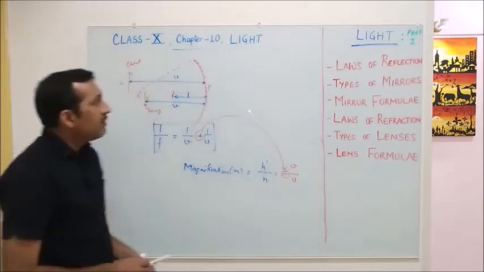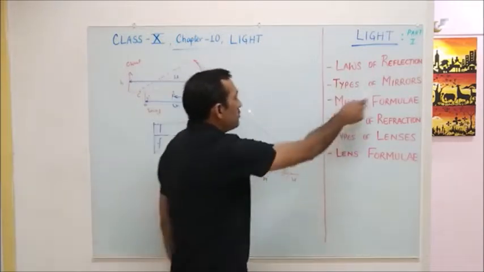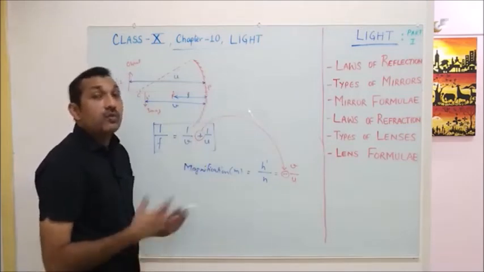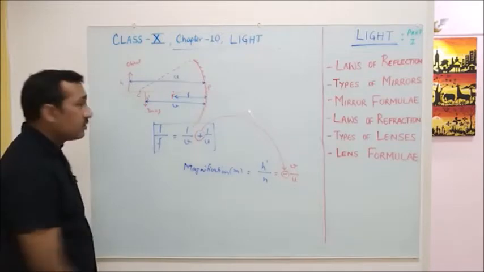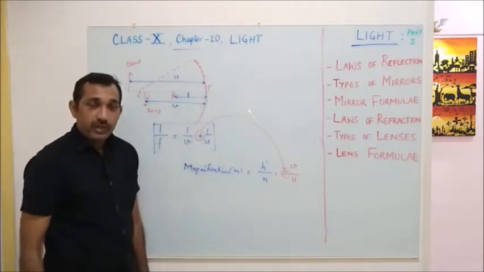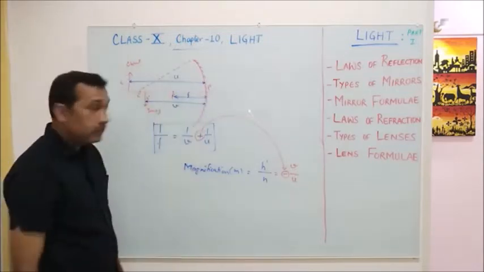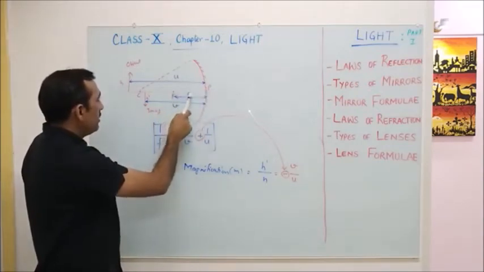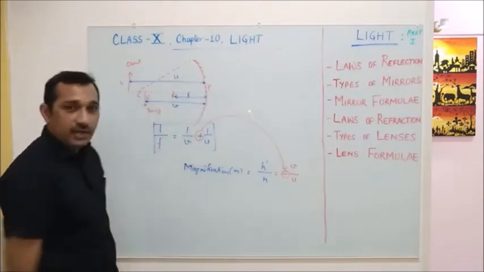Okay, so what we have done? We have done laws of reflection, we have done types of mirror, two types of mirror, concave and convex mirror. This is the center of curvature, focal point and pole. The distance between pole and object is u. The distance between pole and focal point is f. The distance between pole and image is v. Then this is the relation.